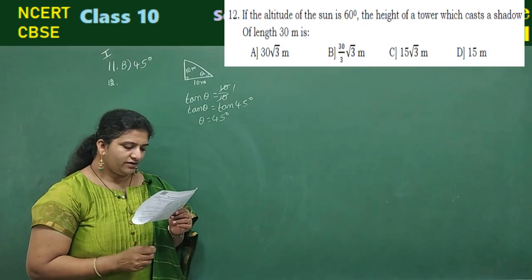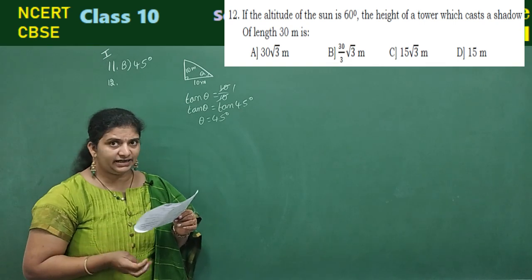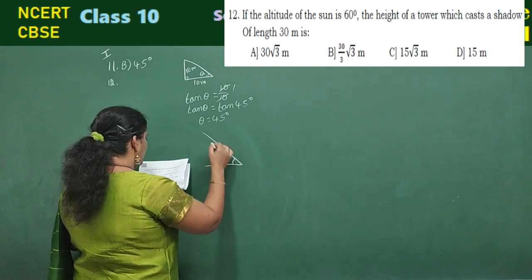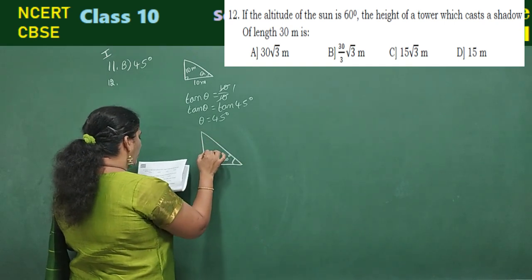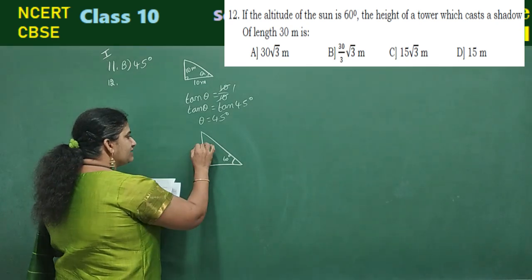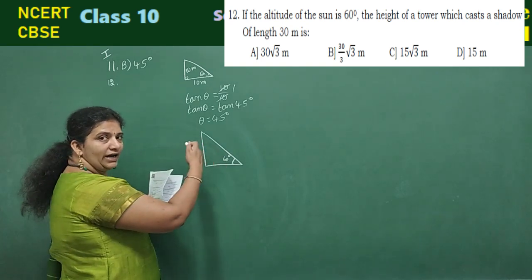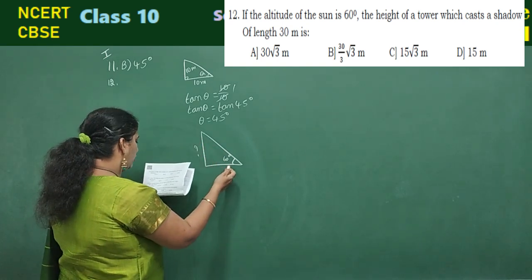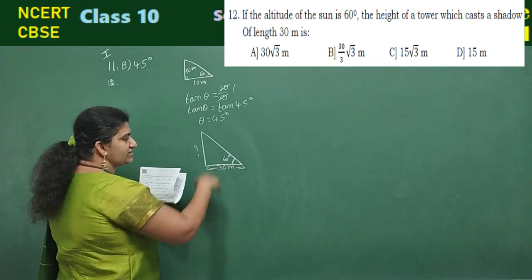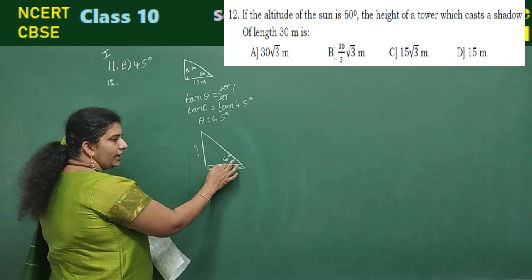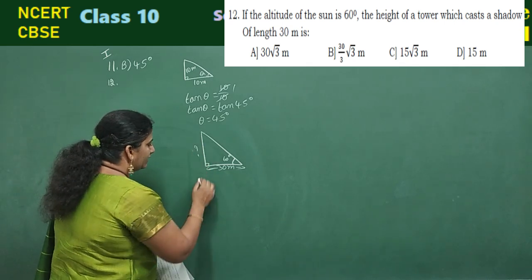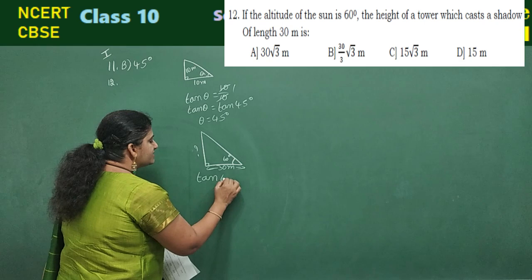12th one. If the altitude of the sun is 60 degree, the height of the tower which casts a shadow of length 30 meter. Observe here, they are asking the height of the tower. The shadow length is 30 meter. What is the height of the tower? We are talking here about opposite, adjacent, and the tower is perpendicular. Tan ratio, tan 60 degree.